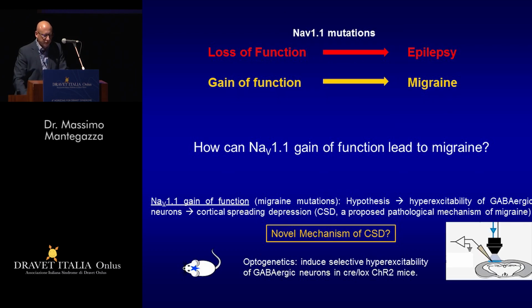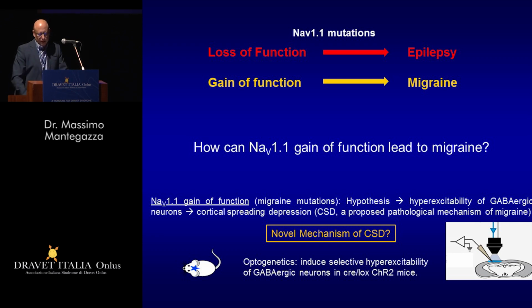So I go back to loss of function, gain of function, epilepsy, migraine. But how can NAV1.1 gain of function lead to migraine? Our hypothesis here is that gain of function of NAV1.1 can induce hyperexcitability of GABAergic neurons. And this can, in our hypothesis, induce a pathomechanism of migraine, that is cortical spreading depression, that you have heard about this morning. That is a hyperexcitability of cortical neurons followed by a long-lasting depolarization, a depolarizing block, so silencing of firing. So we tested this hypothesis, that would be another mechanism of cortical spreading depression induction, with optogenetics.